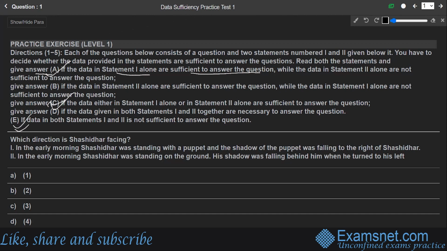Let us see what the first question is. The first question is: which direction was Shashidhar facing? Okay, that is the question. Which direction was Shashidhar facing? Let us check the statements one by one. The first statement is: in the early morning, Shashidhar was standing with a puppet and the shadow of the puppet was falling to the right of Shashidhar.